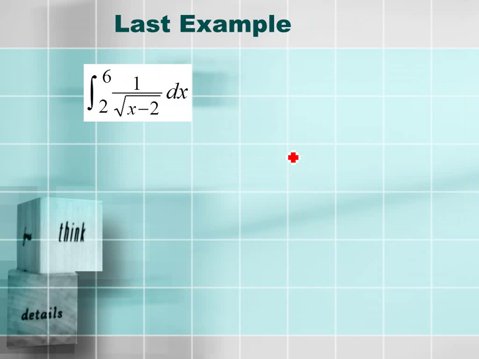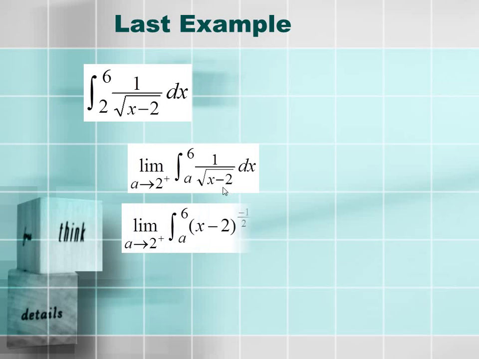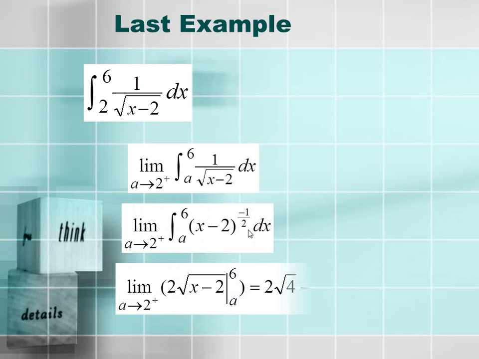Okay, let's look at one last example. Okay, so this one is improper because when I plug in the 2, I'll be dividing by 0. So again, for the lower limit, I'll just call this a. So the limit as a approaches 2 from above, the integral going from a to 6. This I'm going to rewrite as x minus 2 raised to -1/2. Now I can do my antiderivative. Add 1 to my exponent, I get x minus 2 to the 1/2, divided by 1/2, or multiply by 2.